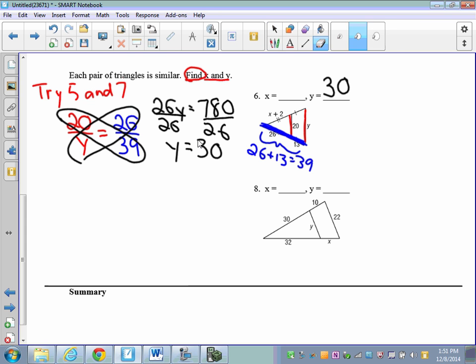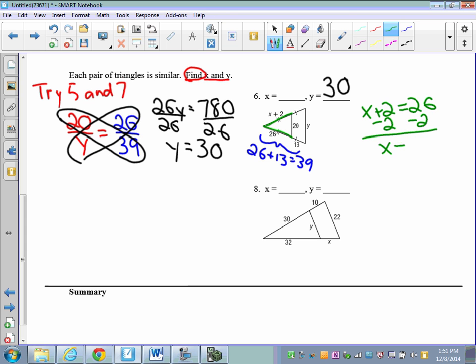And I'll erase this to make things a little clearer for x. X is really easy. We can try to make it complicated by making a proportion, but we should see we have two lines, so these two lines are going to be congruent. So x plus 2 is equal to 26, and whenever we subtract 2, we get x is 24. We could make this a lot more confusing with a proportion, but I really don't want to do that, and I'm sure you don't either.